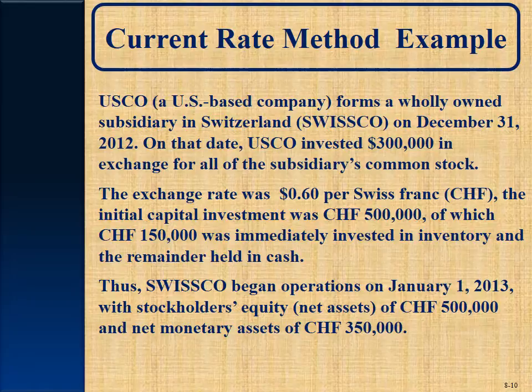150,000 of those francs was used to purchase inventory. The remaining 350,000 francs, the CHF, Swiss franc, was cash. So that's how they began operations. They began their operations then on January 1, 2013. They have those two assets in francs and equity of 500,000. So they have net monetary assets of 350,000, and 150,000 of inventory. When I say that, it's in francs. So that's where we begin.